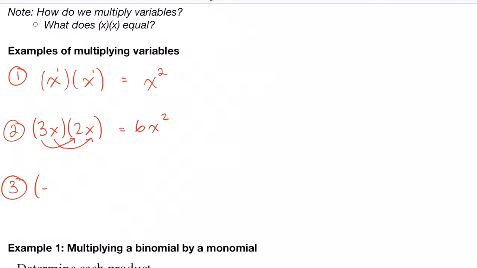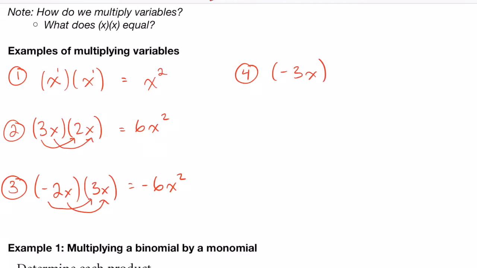Another example, if I give you negative 2x times 3x. Negative 2 times 3 is negative 6, and then again, x times x is x squared. And last example here, if we have both negatives, negative 3x times negative 2x, what I get there is positive 6, because a negative times a negative is a positive. That's negative 3 times negative 2, and then x times x is x squared.